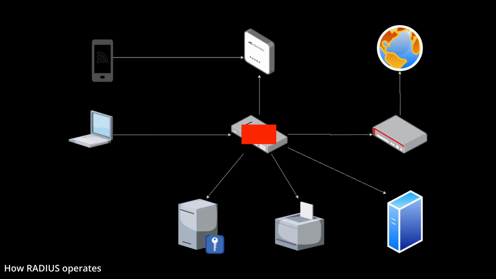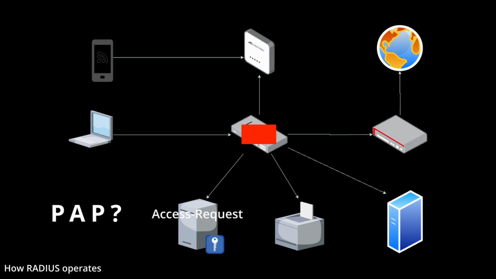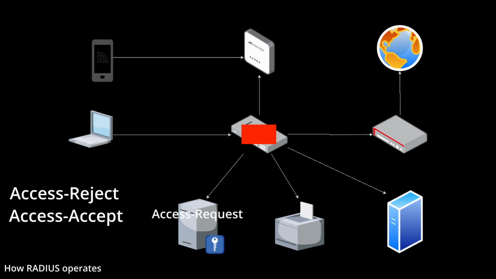The NAS sends an access request message to the RADIUS server, and the username and password are contained within this access request message. An authentication check is made by the RADIUS server to ensure the information is using an authentication protocol such as PAP, the Password Authentication Protocol, CHAP, the Challenge Handshake Authentication Protocol, or EAP, the Extensible Authentication Protocol. The RADIUS server will respond with one of three messages: access reject, access accept, or access challenge.